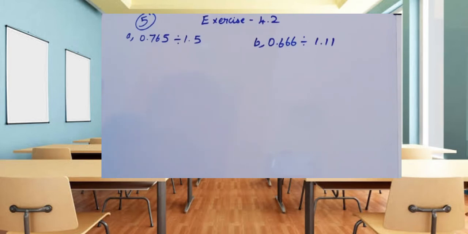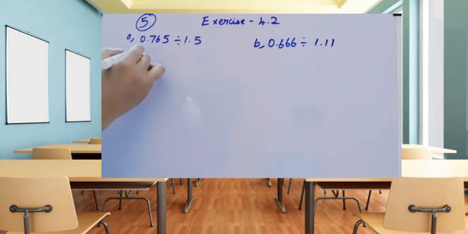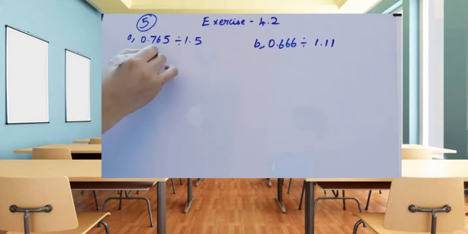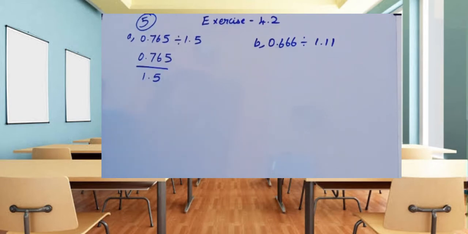0.765 divided by 1.5. We are seeing this from the Maths book, 7th standard, chapter 4, decimals. How are we going to divide this? Whenever we have a decimal in the divisor, we first need to remove the decimal.